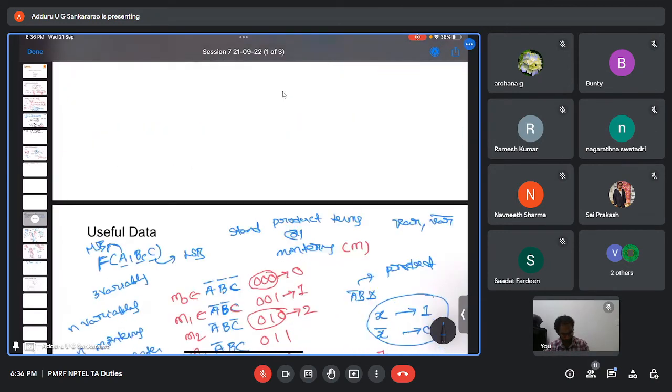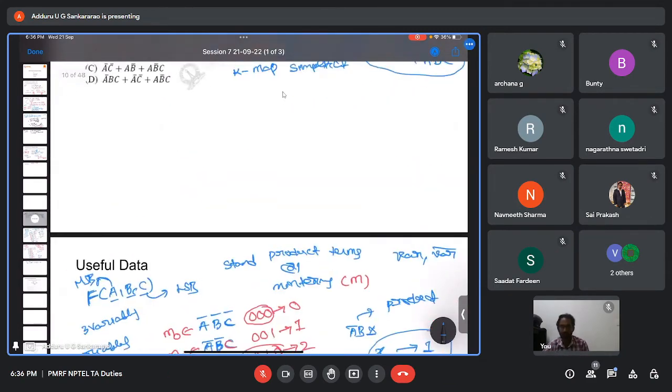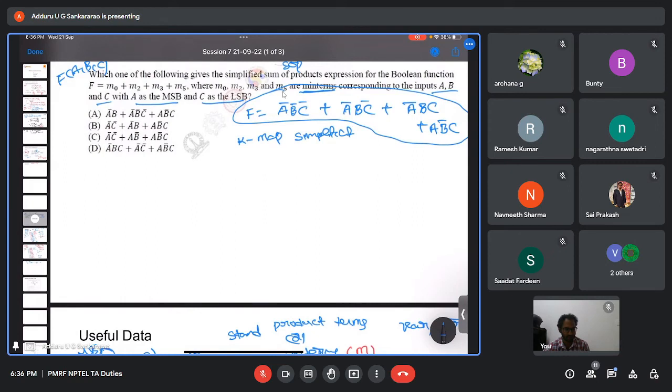Let us say, I'll write here only. To simplify an n variable function, we require an n variable K-map. Since here the function has three variables, we require a three variable K-map. Three variables means 2 cube, 8 minterms, so in the K-map we should have 8 cells. The variables are A, B, C, where A is MSB and C is LSB.